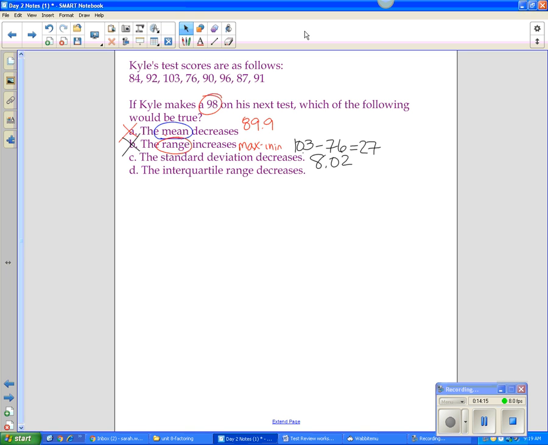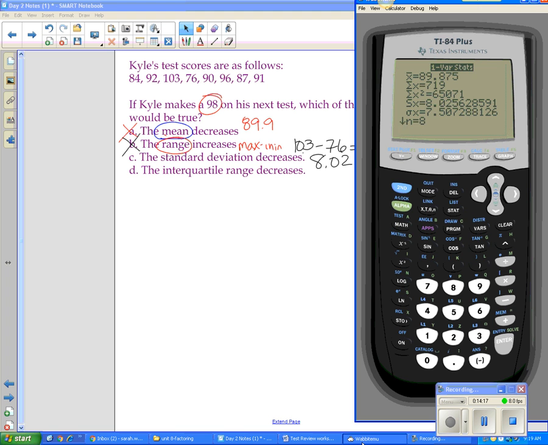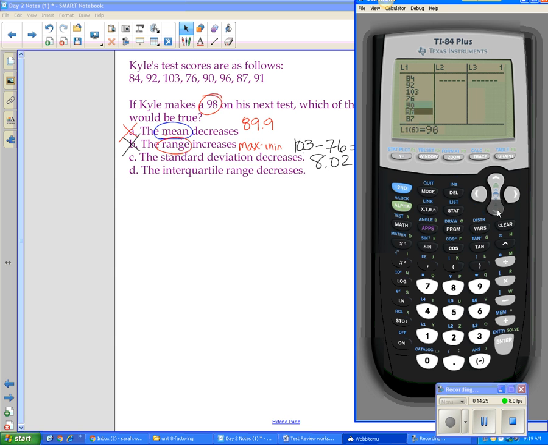But let's test that. So go to your calculator and go back to stat and then go back to edit. And all you have to do is go to the bottom of your list. Oops, be careful. So do this with me, please. Go to the bottom of your list and let's add in what he would make on his next test. Let's add in the 98 and press enter. So this doesn't take very long and it's a good check. Then I want to press stat, go back to calc. What is your new standard deviation?